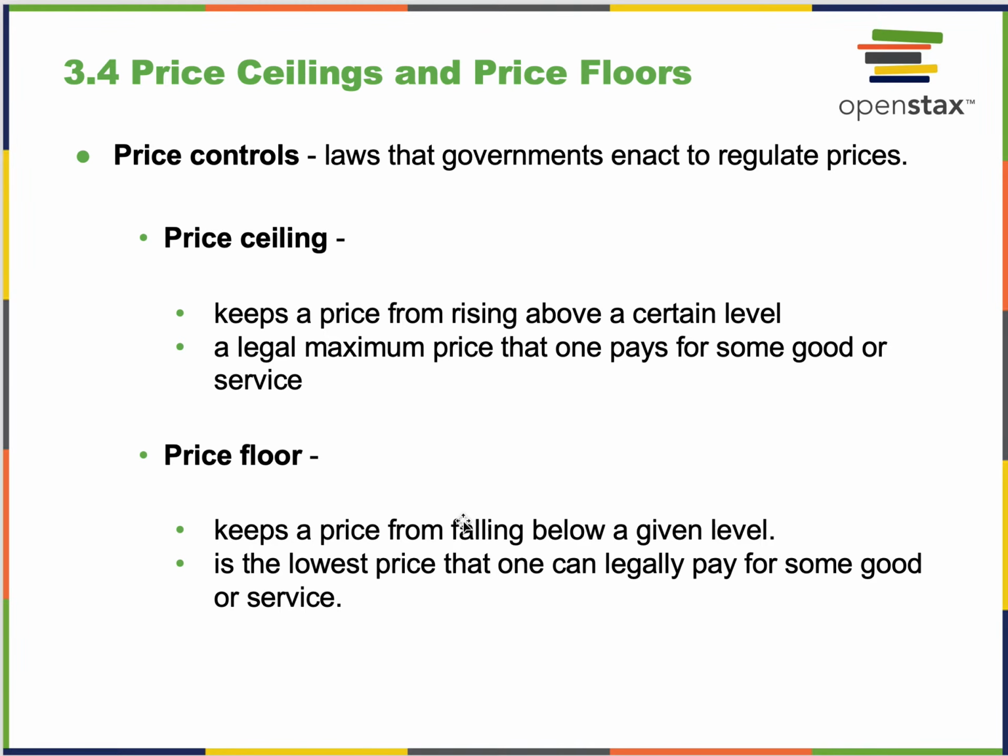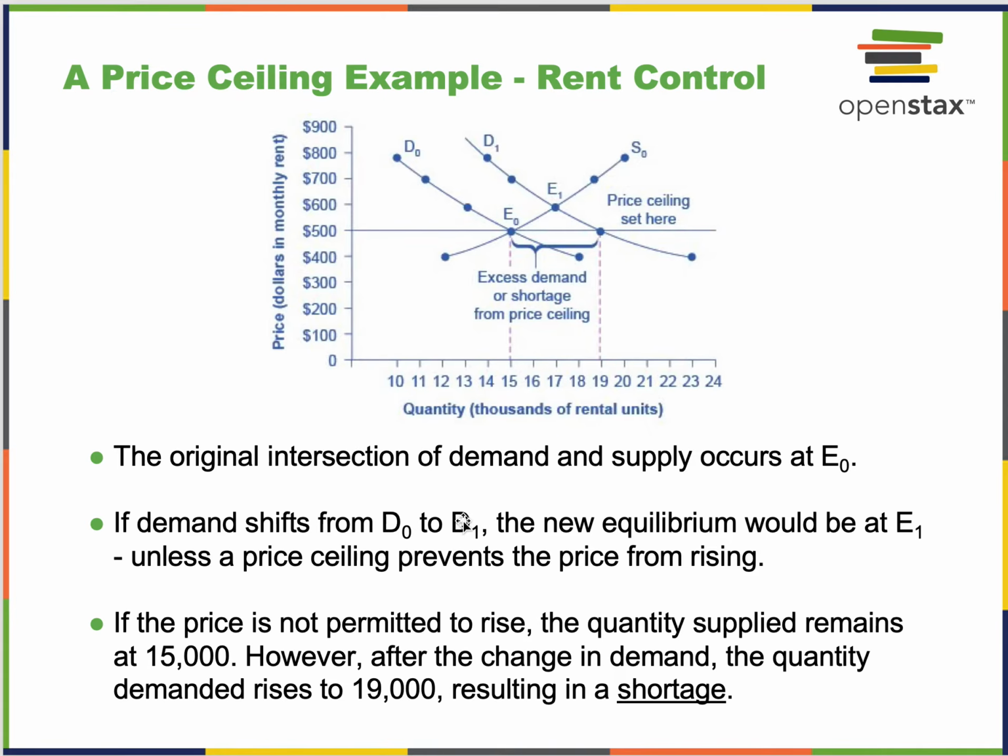So a price ceiling keeps the price from rising above a certain level, a legal maximum price that one pays for some good or service. A price floor keeps the price from falling below a given level, the lowest price that one can legally pay for some good or service. So let's look at a price ceiling first. The price ceiling is actually below the equilibrium point, if you see this, right? It's below the equilibrium point.